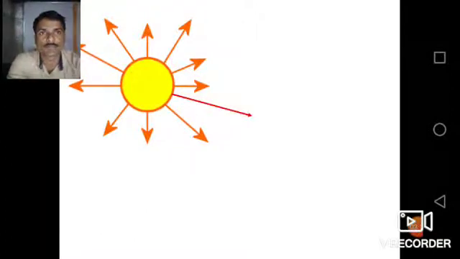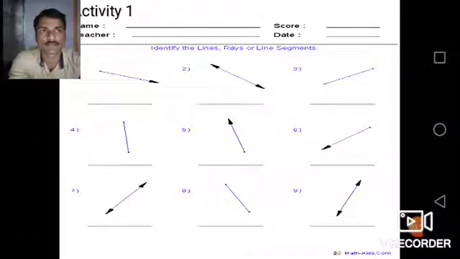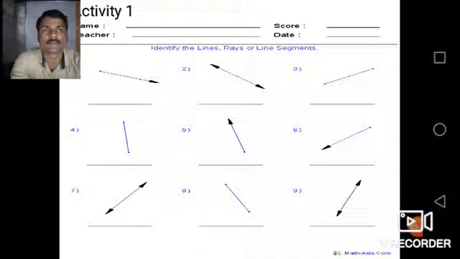This is one of the figures, looks like a sun. The sun emits rays like that. These rays are also a part of a line with only one endpoint. Look at this activity 1 and determine which figures are lines, which figures are rays and line segments. First one is a ray, second is a line.